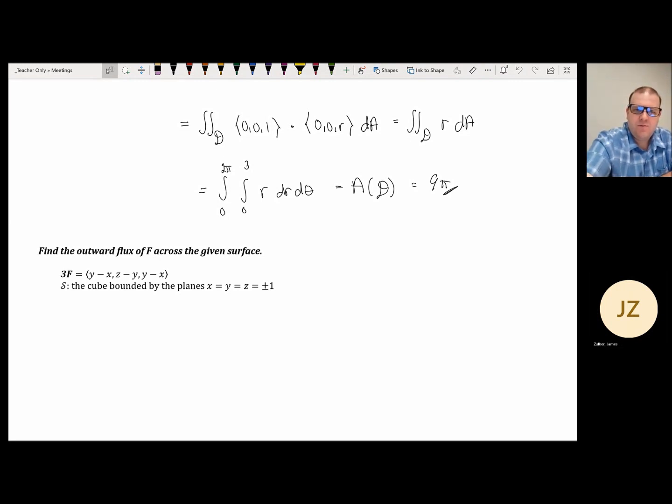This should be number 4, right? I think that's how I had it numbered. I think I called this number 2? Yeah, so this should have been number 3.